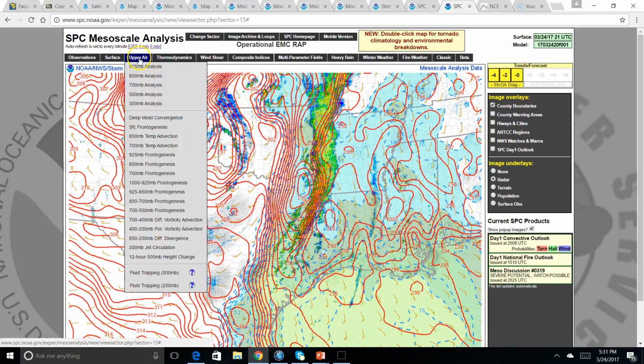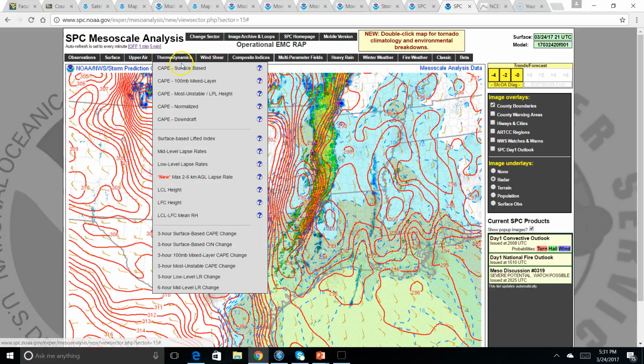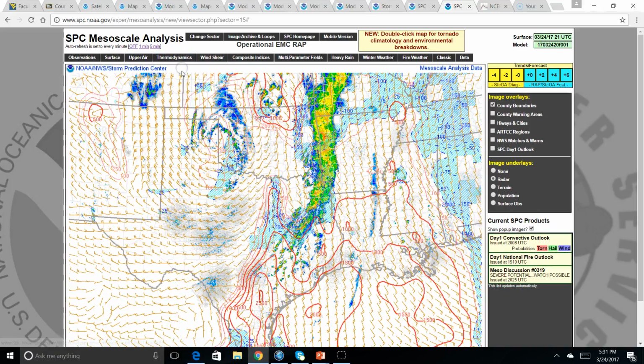And if you were to look at thermodynamics, I talked about CAPE, convective available potential energy. The higher the CAPE, the stronger the potential for thunderstorms to grow. Well, one of the nice things about the Storm Prediction Center is that every hour it does an analysis, and it has on these mesoscale charts the CAPE. So you can actually see where this morning we didn't know how much was going to get in here.